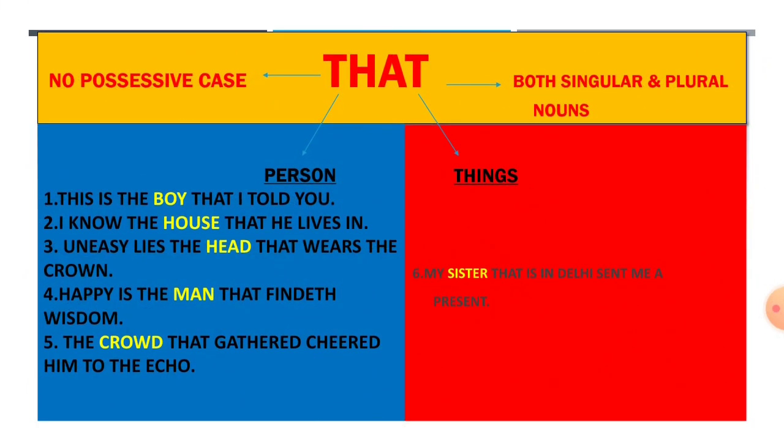Students, the relative pronoun that we are going to do today is "that". We are always using it, but remember that today we are going to study its details. The first thing: "that" is used both for person as well as things. Okay, this is the first thing you remember. It is used for both.